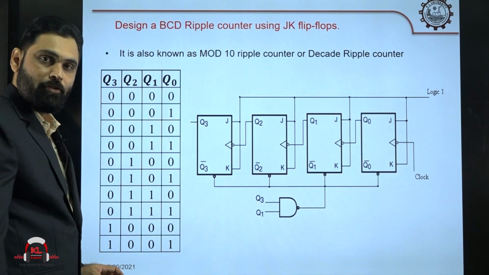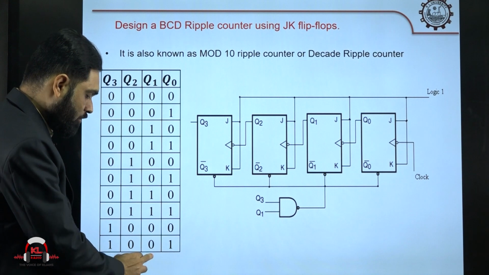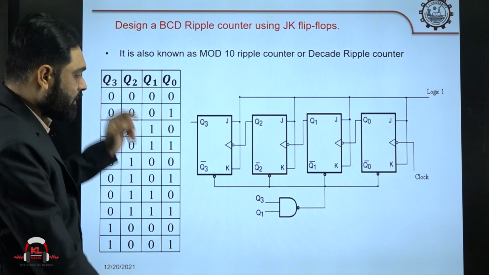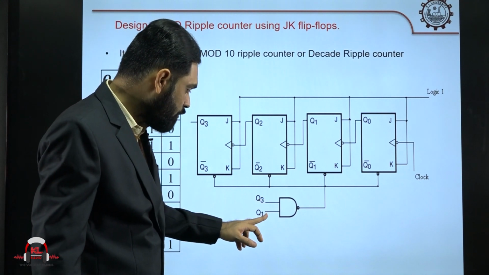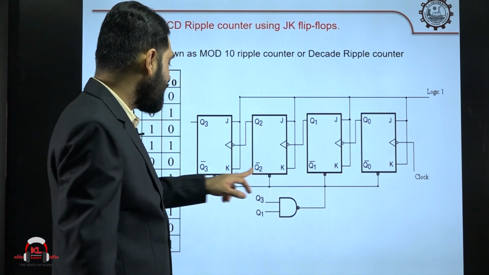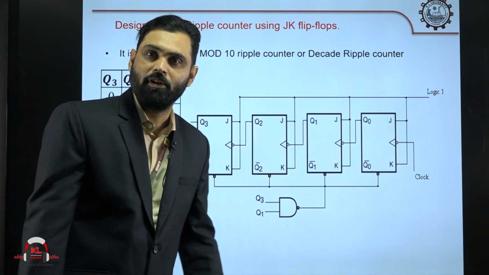So, for that what we have to do? First we have to take the number 10, 1010, that means Q3 is 1, Q1 is 1. So, that is why Q3, Q1 are connected to the NAND gate and this NAND gate output is connected to the clear signal of all the flip-flops. It is very simple logic.